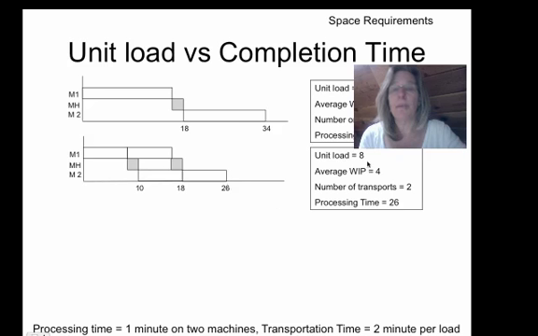So now what we've done is we have the unit load at 8. The average work in process is now 4, because it's 8 here and 0 here. And the number of transports is 2. So you can see these are 2 transports. The processing time actually was decreased a bit too.